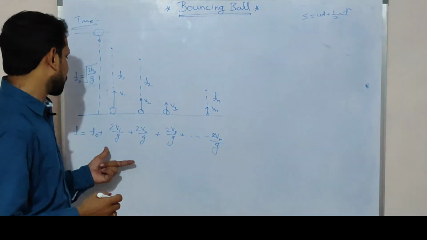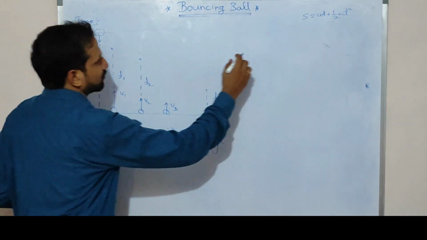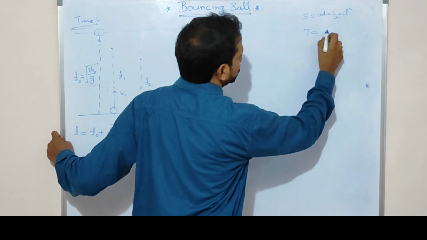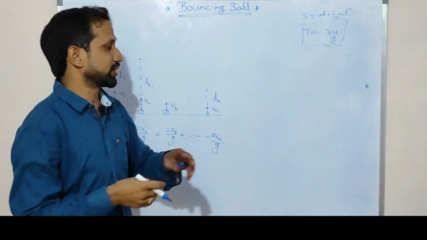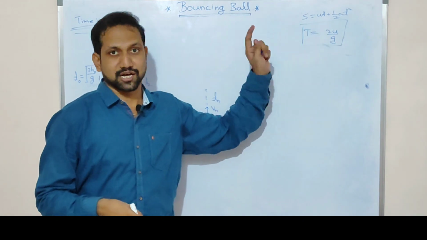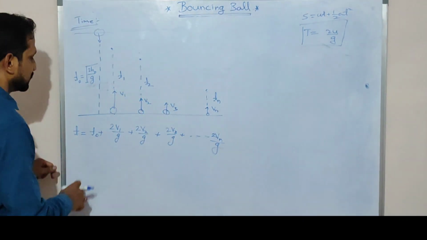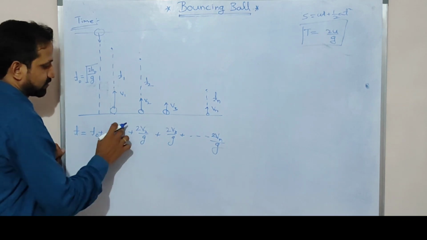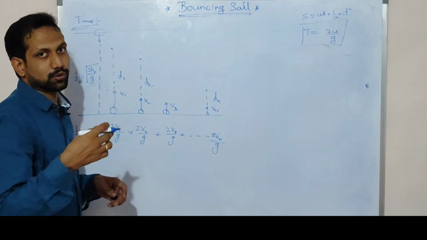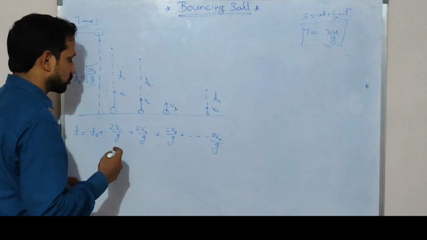I think you understood this. Why is the 2 coming? Because of the formula time of flight equals 2u by g, which you have to understand or take from the motion in 1D kinematics chapter. So when you calculate the total time, you have to add, and don't forget that v1 is e to the power 1 into under root of 2g h naught.